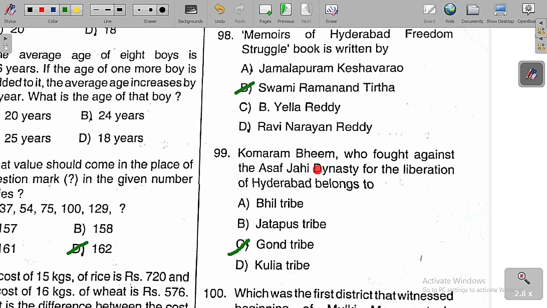So now we are going to discuss another question. See the question here: Komaram Bhim, who fought against the Asaf Jah dynasty for the liberation of Hyderabad, belongs to the Gond tribe. So now we'll discuss something more about Komaram Bhim.